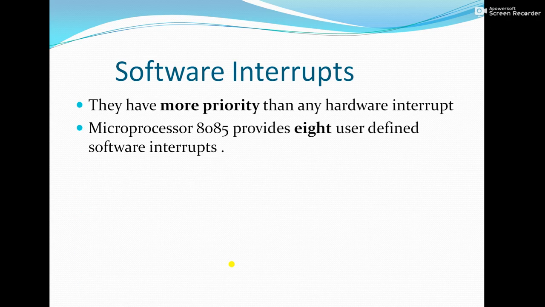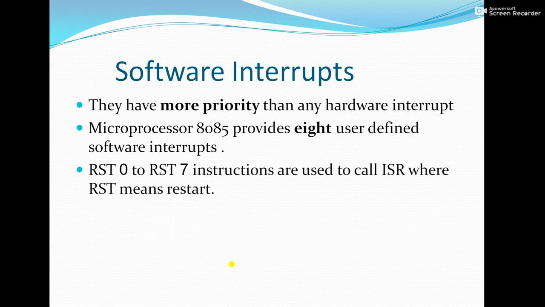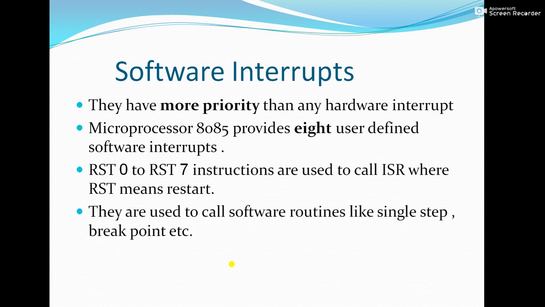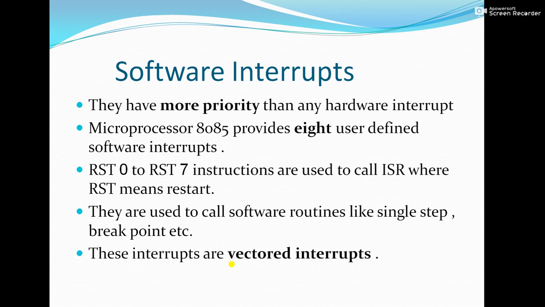Microprocessor 8085 provides 8 user-defined software interrupts, that is, from RST0 to RST7 instructions. Those instructions are used to call ISR, where RST means restart. They are used to call software routines like single step, breakpoint, etc. And these interrupts are vectored interrupts.